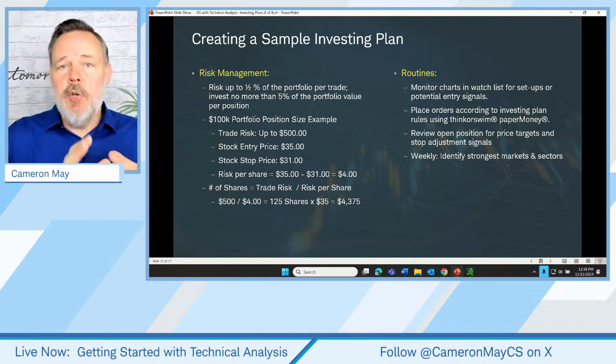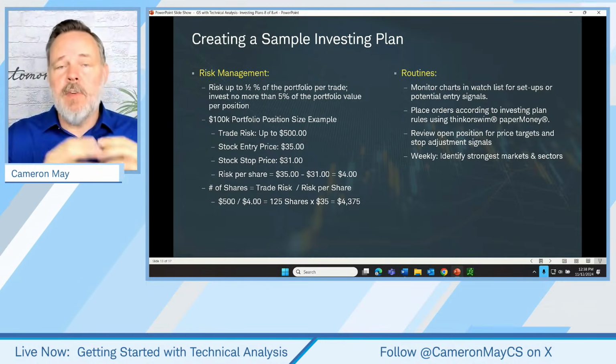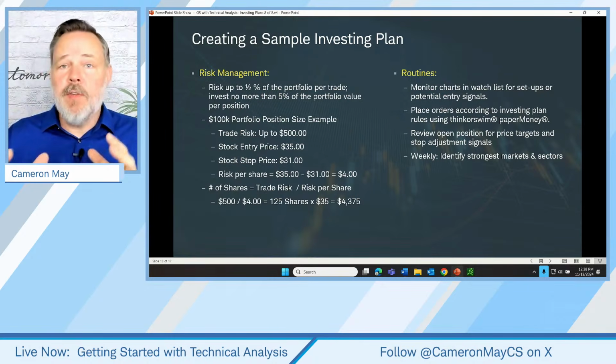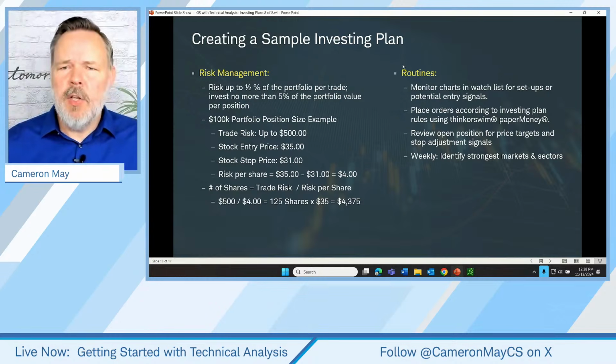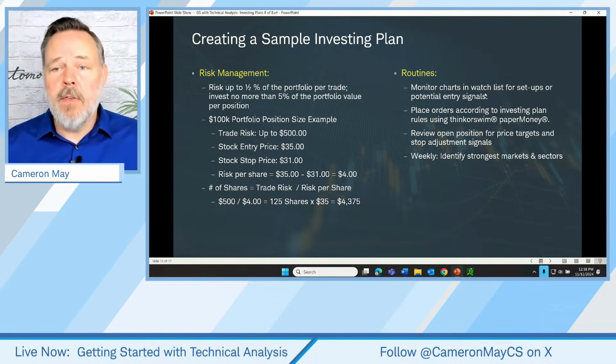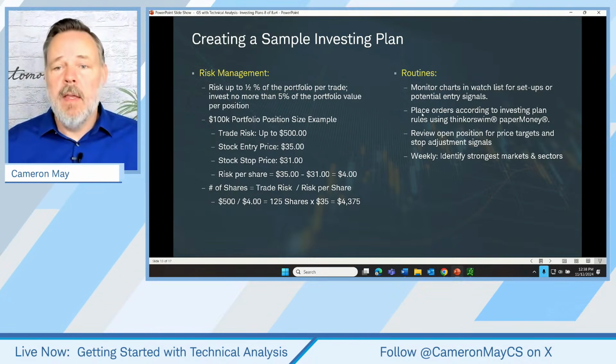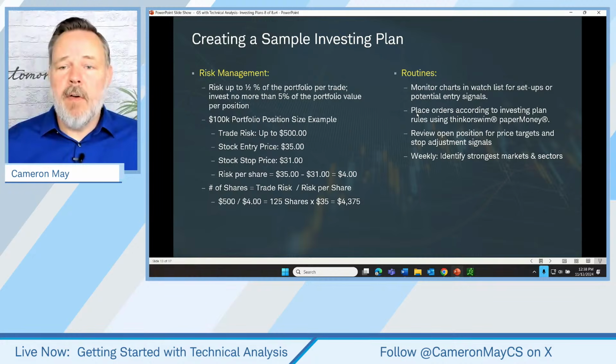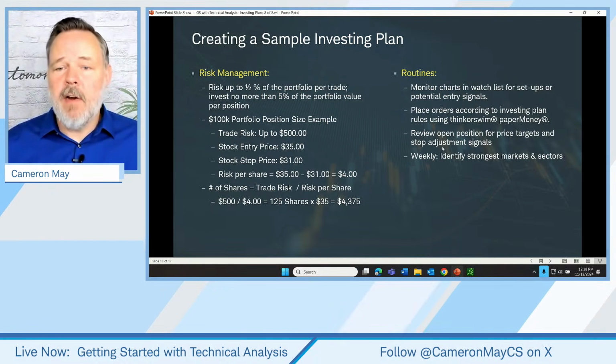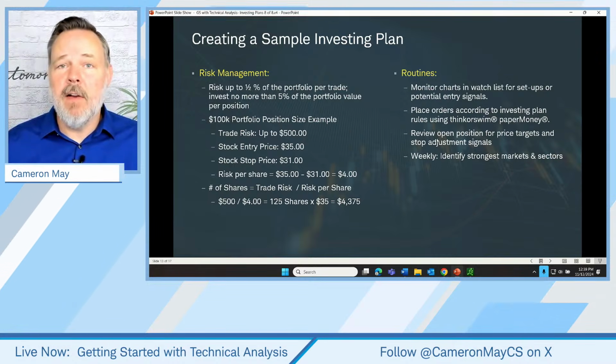First of all, it should include routines for managing existing trades, looking for new trades, and also for refinement of the trade plan itself. Included in some of those routines might be to monitor the charts in our watch lists for setups or entry signals. Our routines might involve placing orders according to our investing plan rules, using paper money initially while we get some practice. Might include reviewing open positions for price targets and for stop adjustment signals. I wanted to talk about that in our current example.